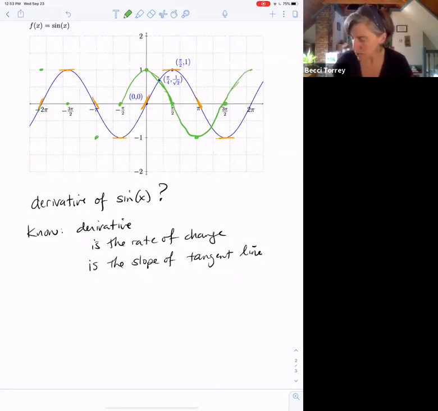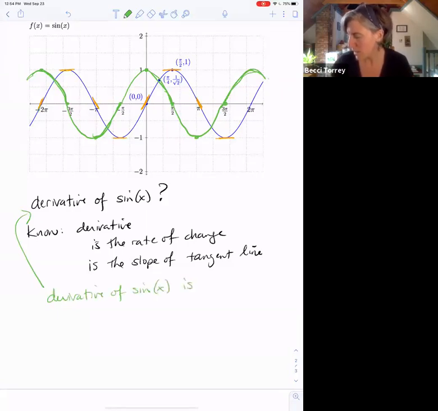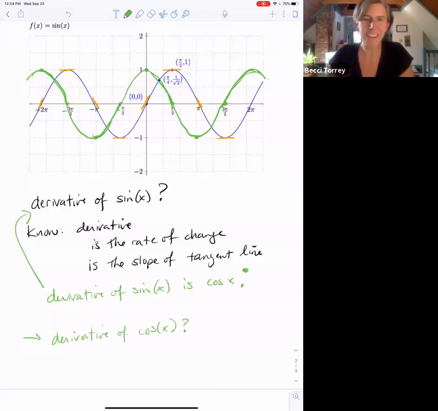So it turns out, we haven't proven it, but this gives some kind of an idea that the derivative of sine of x is cosine of x. This is true, it's a fact. And then you can do the same process yourself to figure out what the derivative of cosine of x is. Do the same exact process. So I'll leave you with that, and enjoy the reading.